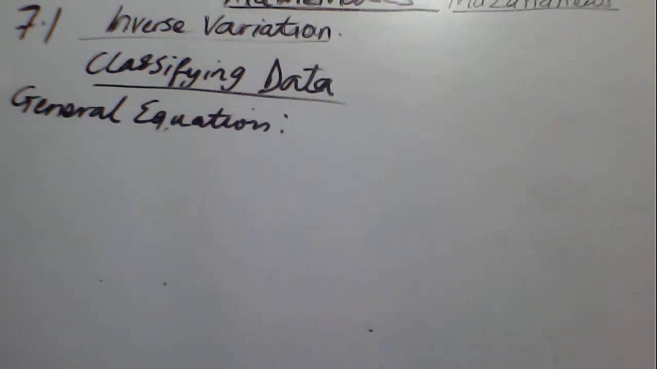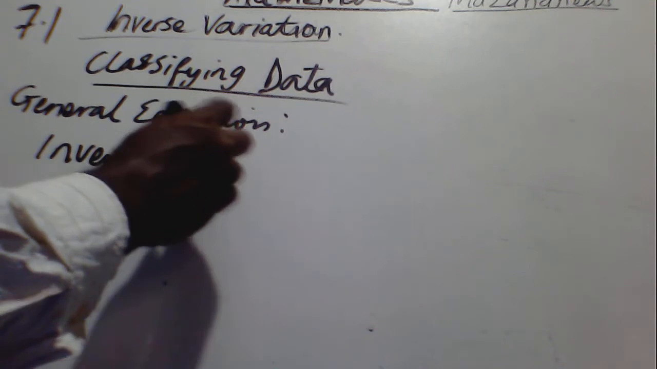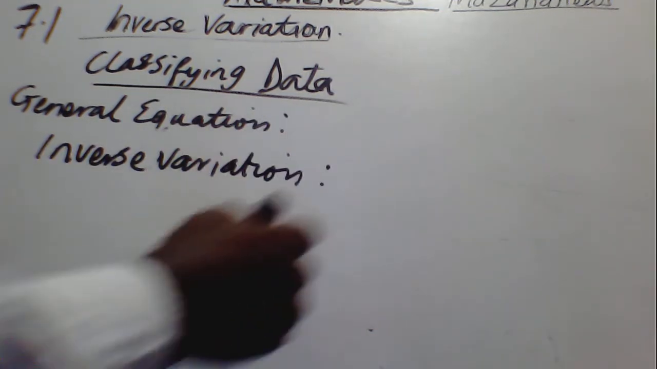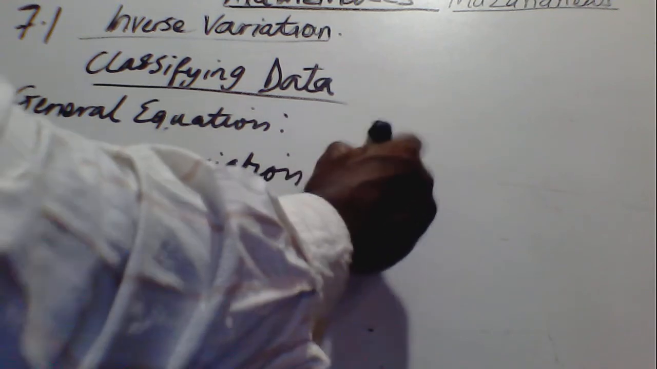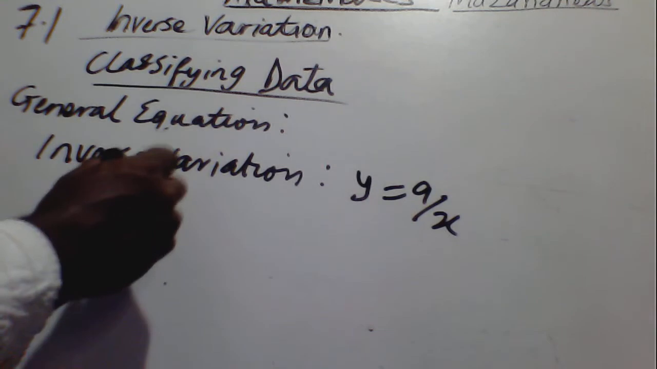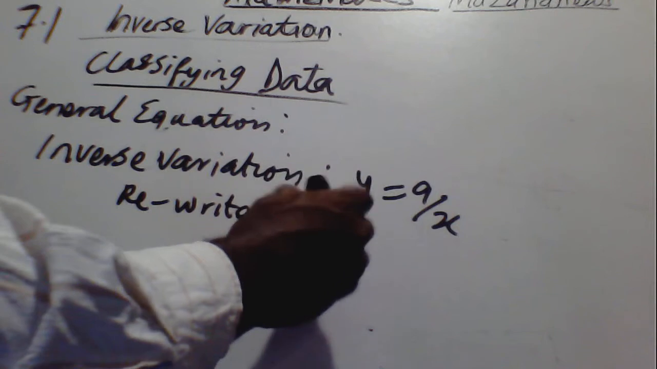So the next is inverse variation. Inverse variation is given as y is equals to a over x. So you can write it as what? yx is equals to a.